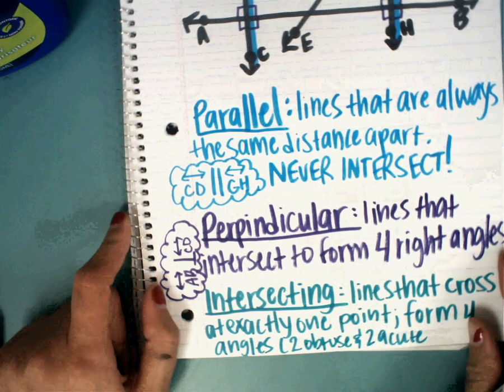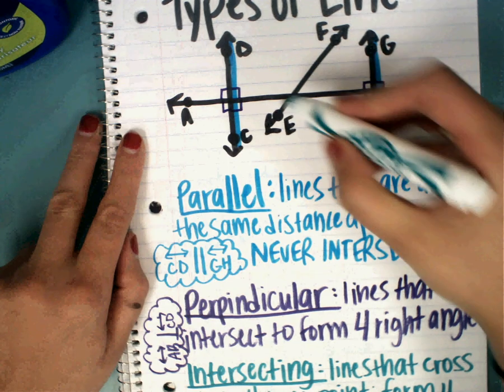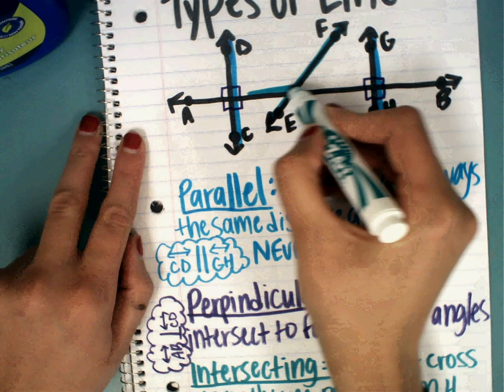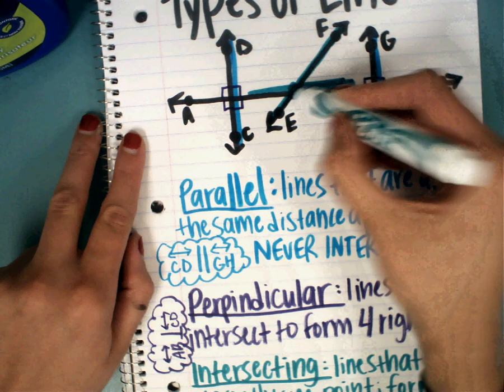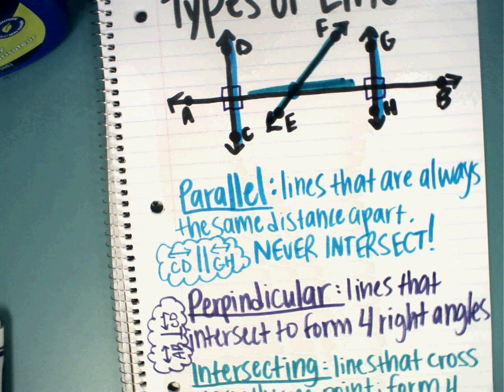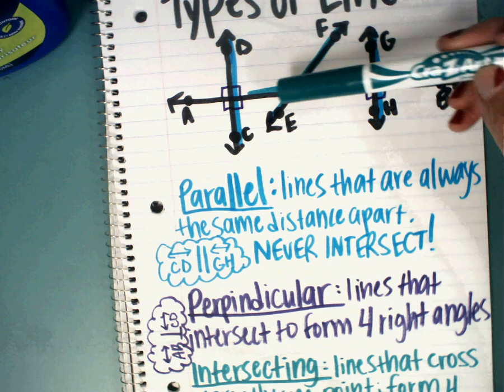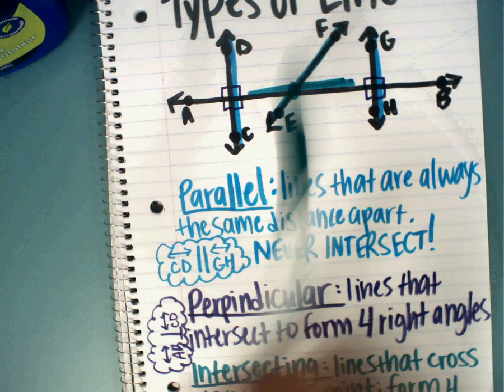Okay? So I'll let you finish copying that in 1 second, but up here you can see that this right here, line EF, crosses, intersects at this point right here. Okay? So line EF and AB intersect. There's not a symbol for that. We just say that they intersect. All right? So here would be our 2 obtuse angles. And then here would be our acute angles.